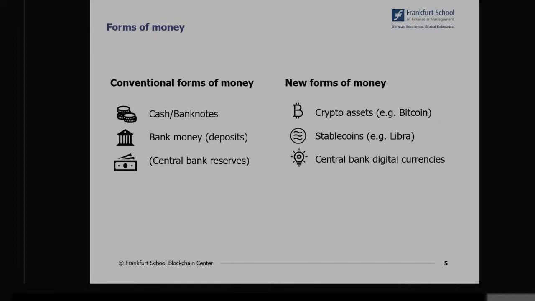There are actually two kinds of pillars of money. The first one is the so-called conventional forms of money, for example cash, banknotes, bank money in the form of bank deposits, and also central bank reserves. And there are also new forms of money, for example crypto assets such as Bitcoin, but also stablecoins and central bank digital currencies. Today I will not talk about these conventional forms of money because they are quite intensively discussed in the literature, but I will focus on the new forms of money: crypto assets such as Bitcoin first, then stablecoins and Libra second, and central bank digital currencies third.